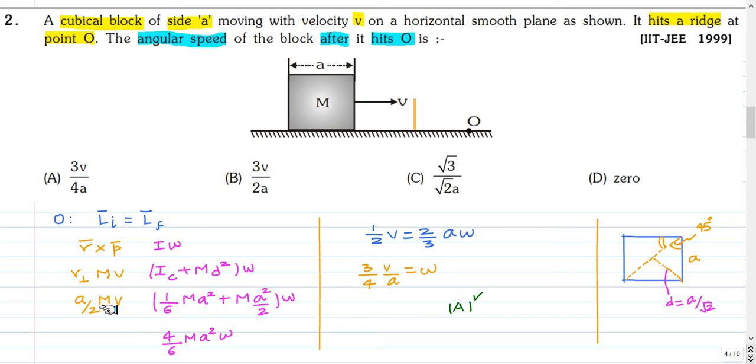Cancelling m into a on both sides, we get half v equal to 2/3 a into omega. So from this we get omega as 3 by 4 into v by a. So the correct option is option A.